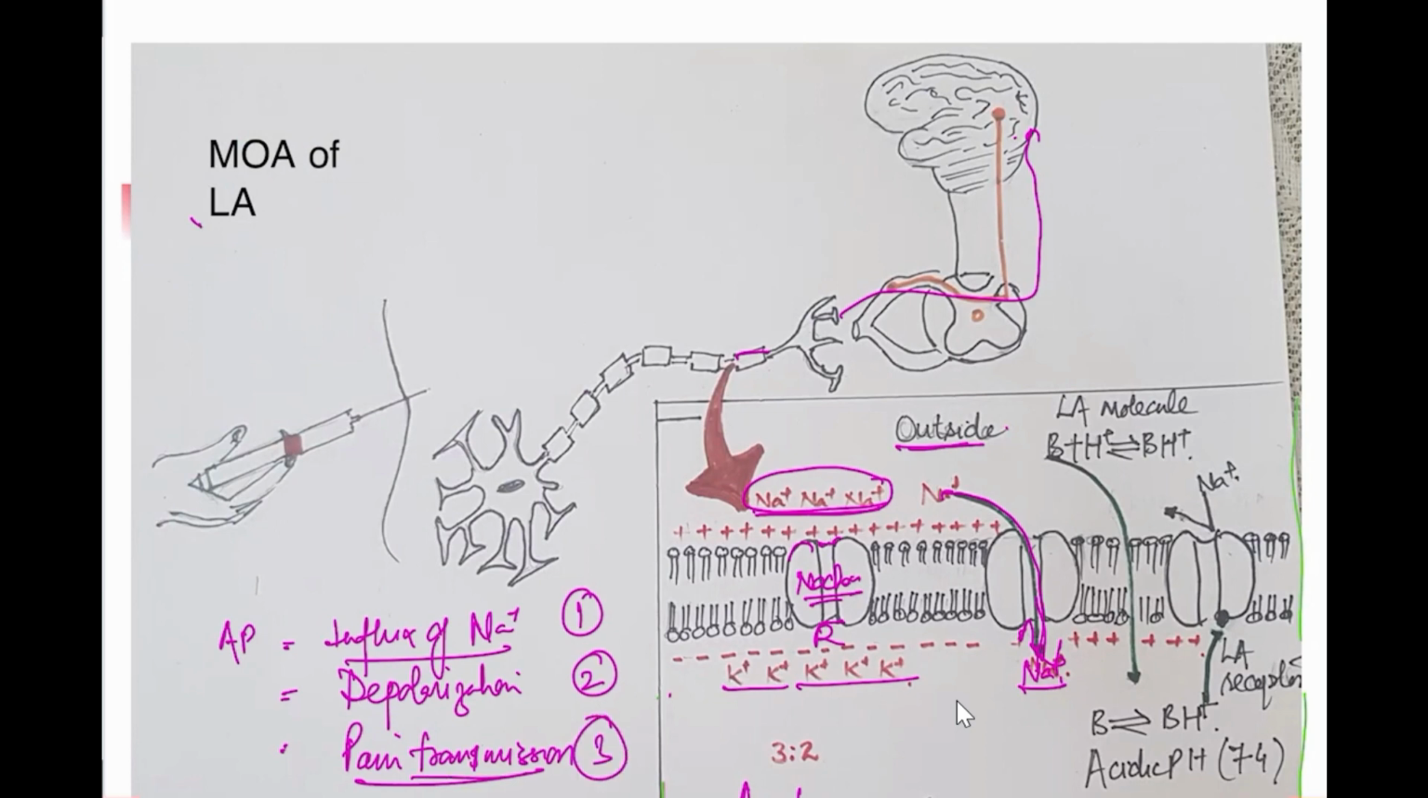Now, what the local anesthetic is going to do on this full pathway, where it is going to interrupt this, what it is going to hamper. Let's see the next figure.